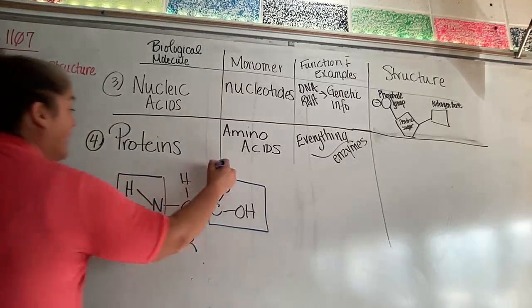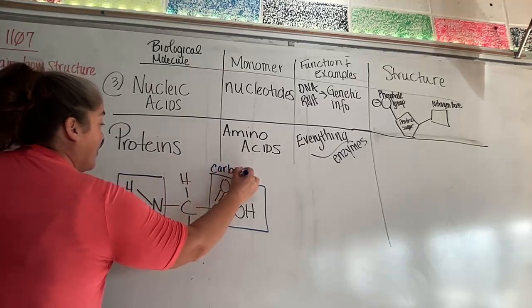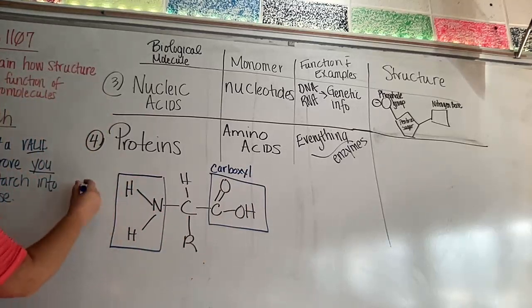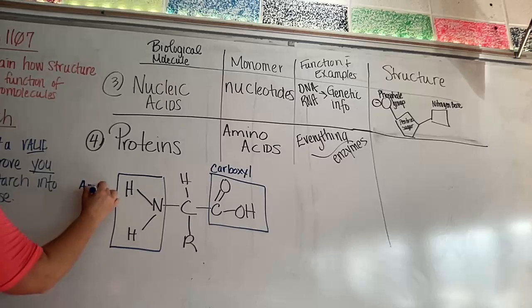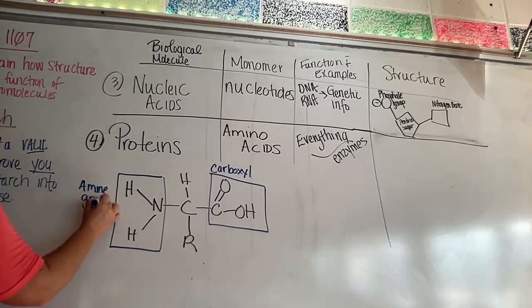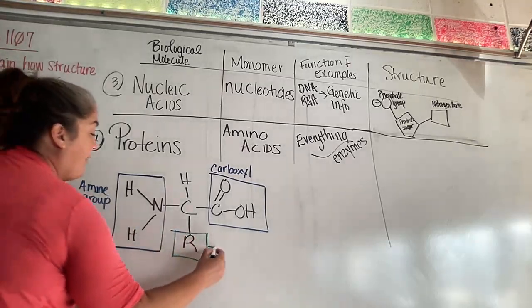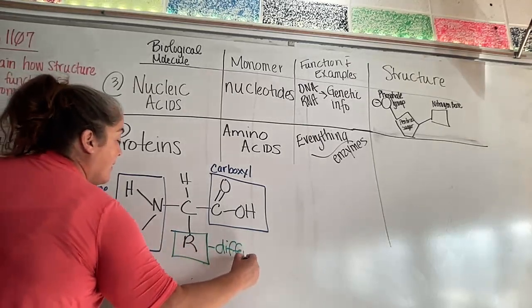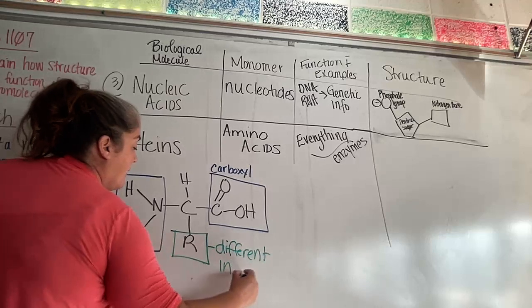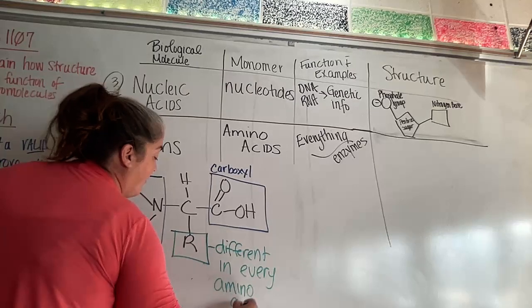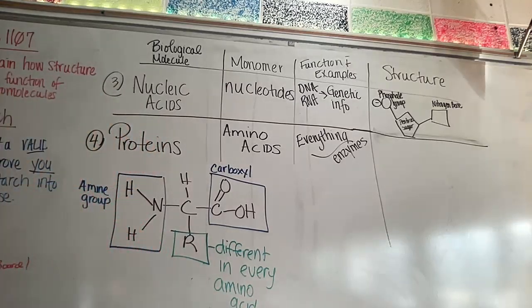Yes. Good. Carboxyl. All amino acids have a carboxyl group, or carboxylic acid, they call it sometimes, right? What is this called? Yeah, amine group. Amino acid, get it? Yes. What's the important thing about the R group? Yes, good. So our R group is important because it's different in every amino acid. This is what makes amino acids different. It gives them their behavior.